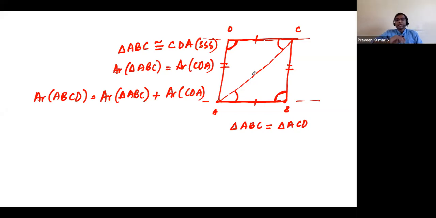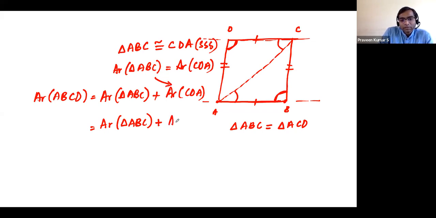Isn't it? I am dividing this parallelogram into two parts. So the total area would have been equal to the sum of two pieces. Now, this is nothing but the area of triangle ABC plus CDA. We have already mentioned that this is equal to the area of ABC. So you will write ABC.